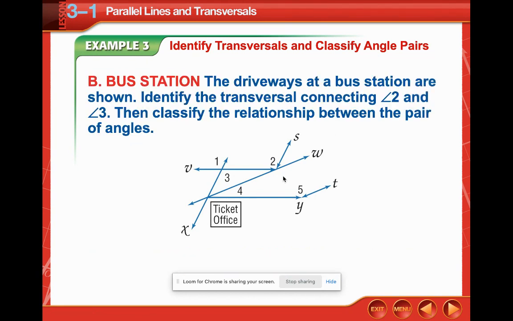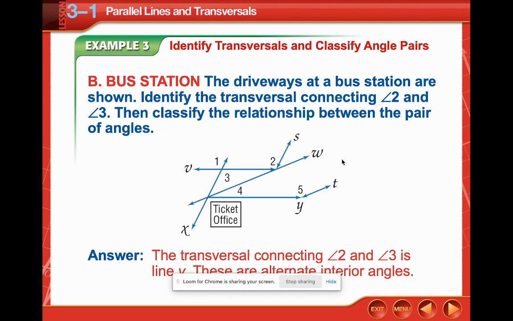All right, identify the transversal connecting 2 and 3. Classify the pair. So I would say it's also line V, and they're alternate interior. They're both interior angles, and they're both on opposite sides of the transversal, which is line V.